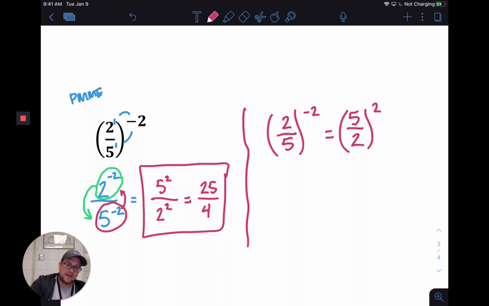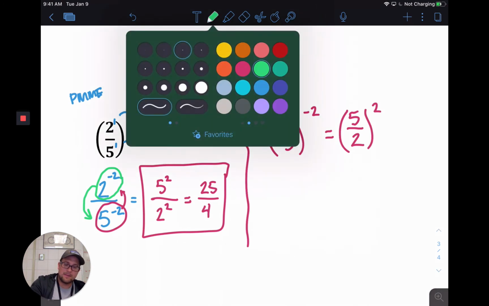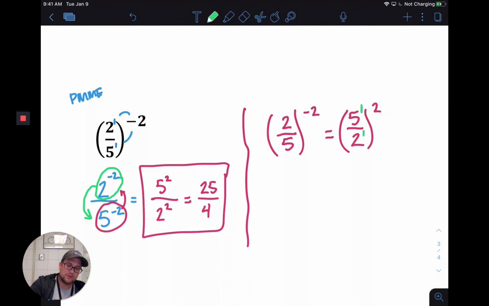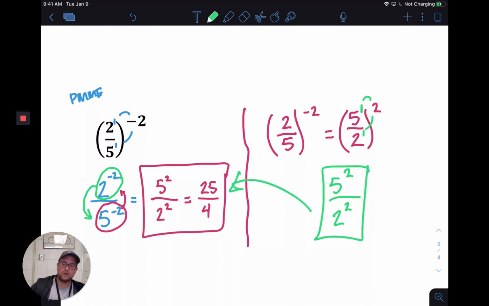Now, looking at that, we still need to do some PMME, right? We have to distribute that 2 all the way through to those exponents. The base isn't going to change, and the exponent is the only thing that's going to change. So I'm going to have 5 to the 2nd and 2 to the 2nd, which hopefully you're seeing right over here as well, and you're saying, oh, I see, those are the same thing. So 2 different ways to do the same problem. Do whichever one works for you.